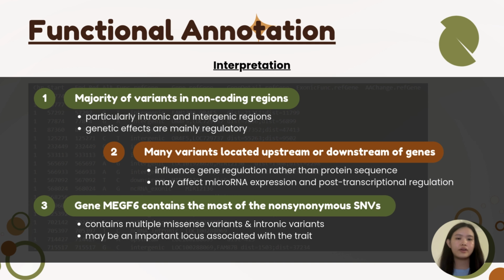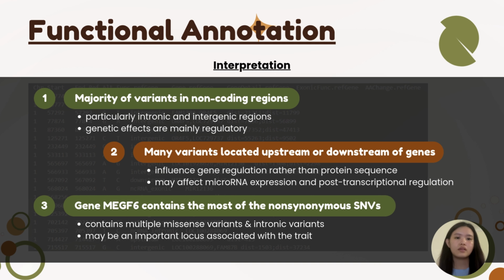For example, variants located upstream and downstream of MIR12136 may affect the expression of this microRNA, potentially impacting post-transcriptional gene regulation. Thirdly, when focusing on variants with direct protein-level consequences, the gene MEGF6 stands out. MEGF6 contains the majority of the non-synonymous SNVs, including multiple missense variants as well as intronic variants. The clustering of both coding and non-coding variants suggests that MEGF6 may be an important locus associated with the trait.